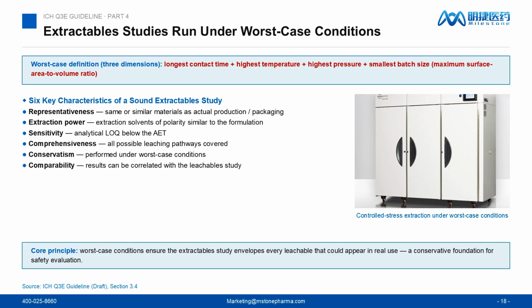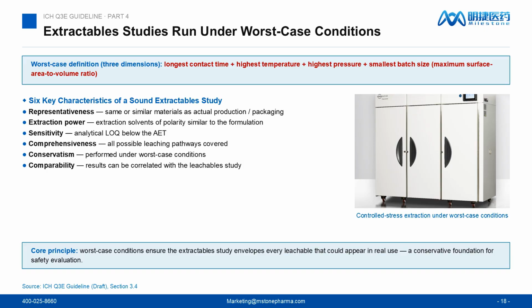More surface per unit volume means more migration per unit of product. But a worst case study is only useful if it is also a sound study. 6 characteristics matter. Representativeness. The material you test must be the material you use, same grade, same supplier, ideally same batch. Extraction power. Your extraction solvent should bracket the polarity of your formulation. If your product is a lipophilic solution, water alone won't reveal anything.